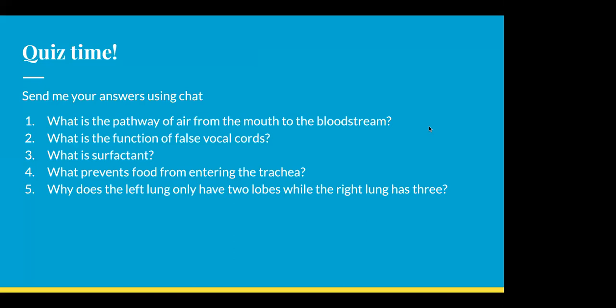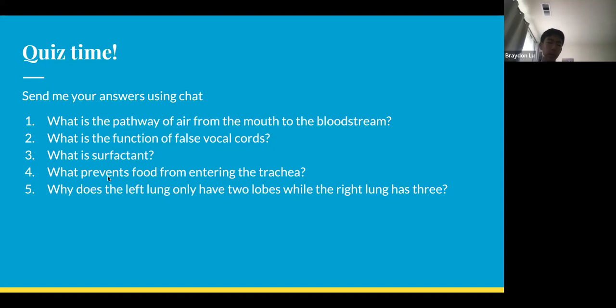Does number 1 mean what is the pathway of air from the mouth to the bloodstream called? Basically what I meant by number 1 is to name all of the parts of the pathway from air from the mouth to the bloodstream. So it's like mouth, and then the thing that comes after mouth, and the thing that comes after that, and so on. And then you should end at the alveoli, the bottom.